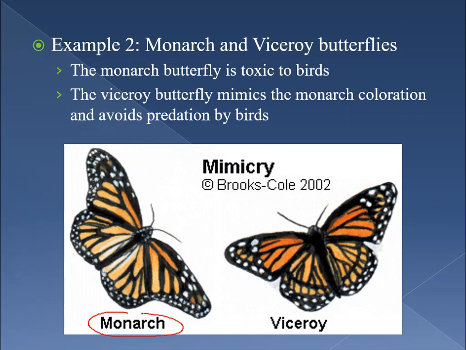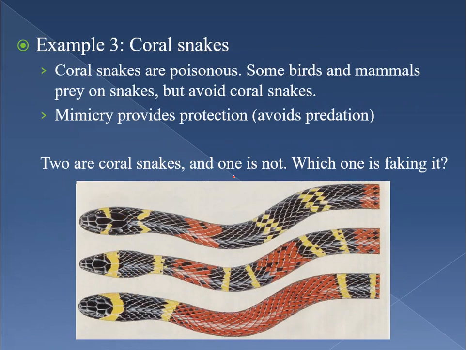So monarchs are poisonous to birds. They're toxic to birds. Viceroys are not, but in a similar mechanism, they look like monarchs. Same thing here with these snakes, and sometimes they're so good that you can't even pick them out. Try to go ahead and pick these out. I'll give you a second. You can even pause the video.